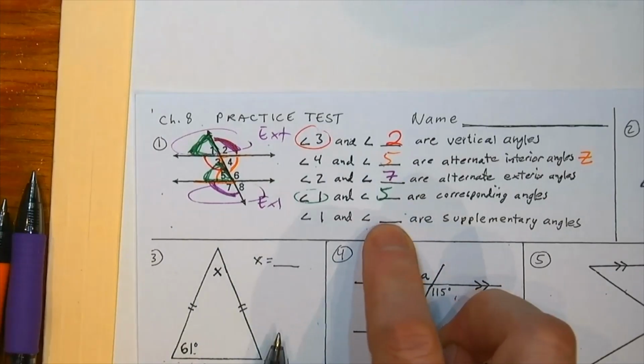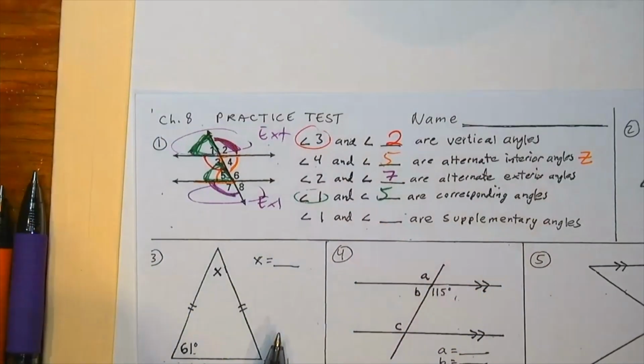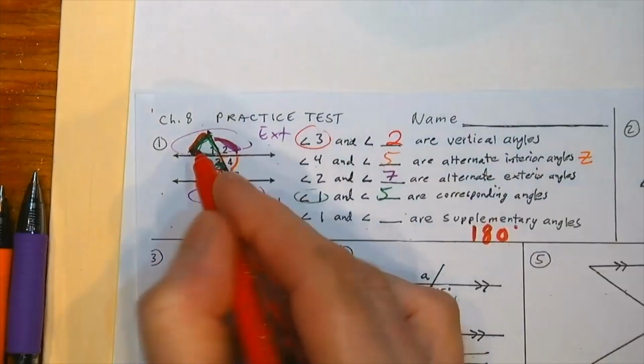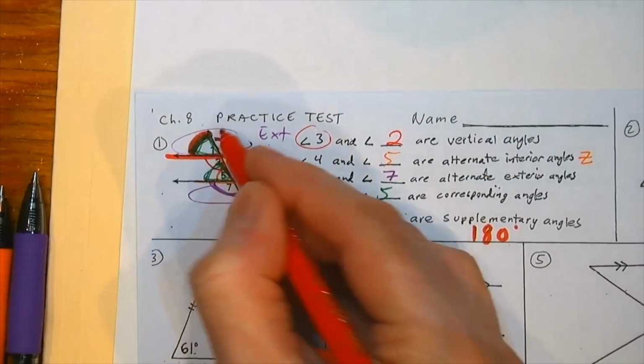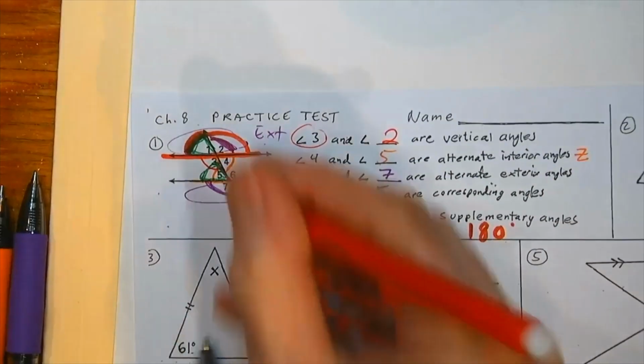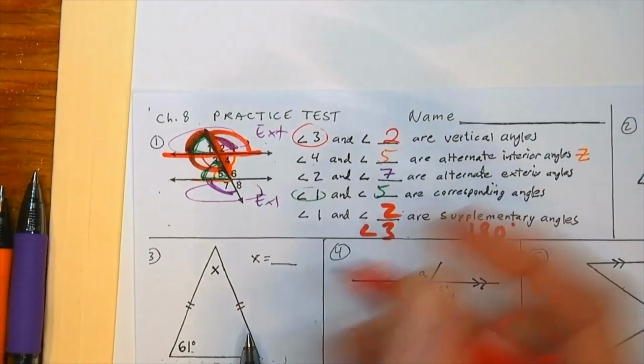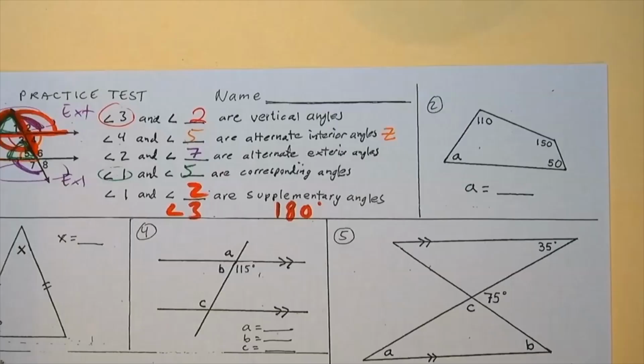1 and blank are supplementary. Oh, wait, there are many answers. Supplementary means 180. Who's next to it? I could go like this, 1 and 2. Or I could have gone this way, 1 and 3. So I could have picked either one.